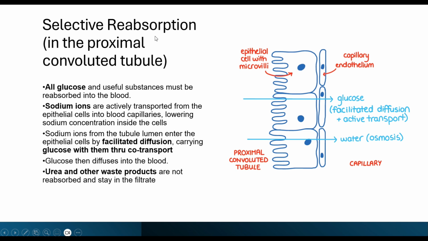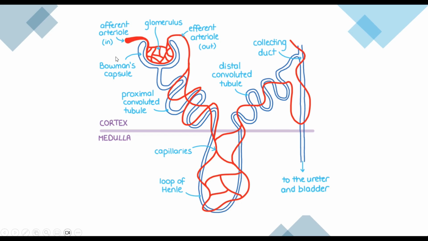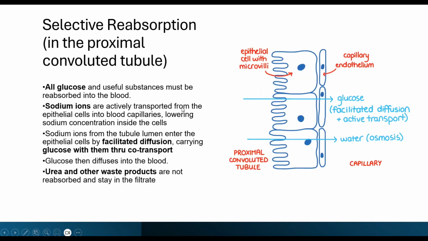Then selective reabsorption in the proximal convoluted tubule. That's the second part. If you go back and look at the diagram, the proximal convoluted tubule is here, so the filtrate has moved through here now. Now all glucose and useful substances are going to be reabsorbed back into the blood. Sodium ions are actively transported from the epithelial cells into blood capillaries, lowering the sodium concentration inside the cells. Sodium ions from the tubule lumen enter the epithelial cells by facilitated diffusion, carrying glucose with them through co-transport.